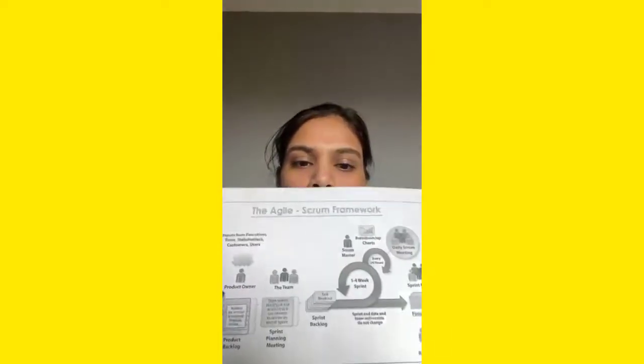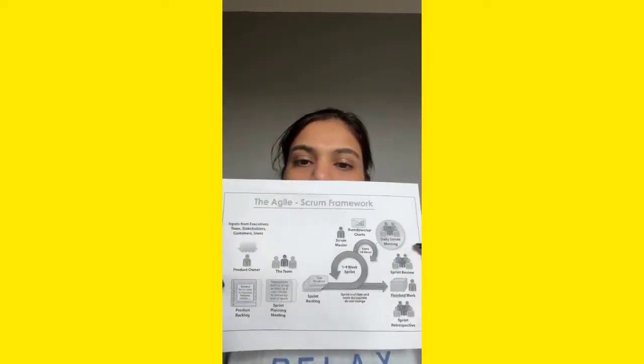Today in this video, I am going to summarize the topics that we covered in the class. We have discussed the Scrum 12 principles and then the Scrum process flow. To describe the Scrum process flow, this is a diagram that we can follow.